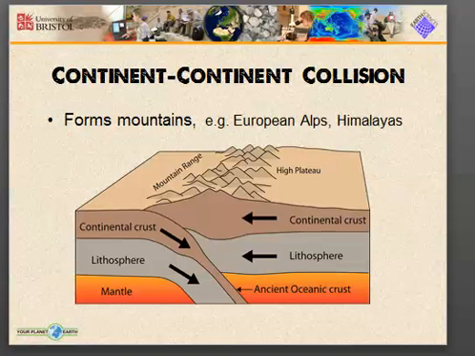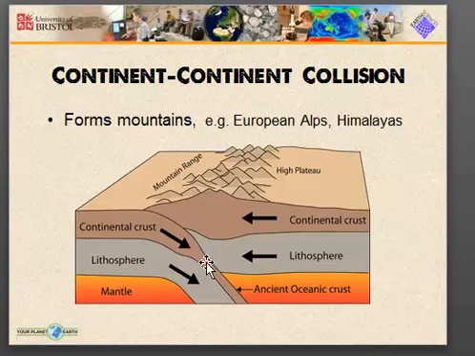So let's take a look first at our two continental crusts colliding together. When you have two big thick crusts colliding into one another, they're going to push into one another, and one is going to fold up and create a mountain range. Examples of that would be the European Alps and the Himalayas, very large mountain ranges created through two continental crusts colliding with one another. Now eventually one of these crusts will slide and subduct under the other.